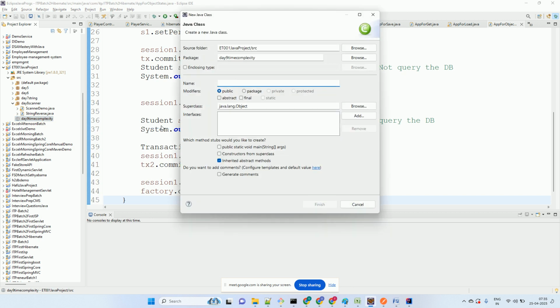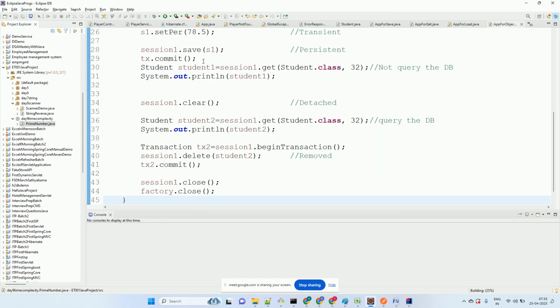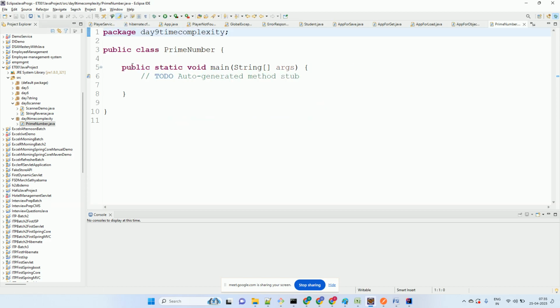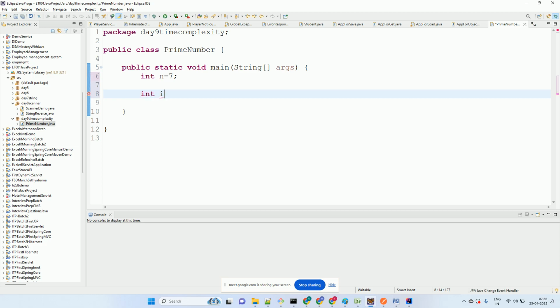So class, I'll say PrimeNumber, and I'll add main to it. Okay, I'll not waste time in accepting the number from the user. I'll directly hard code the number. The number is 7. Okay, now from where will my loop start from? The loop will start from 0.